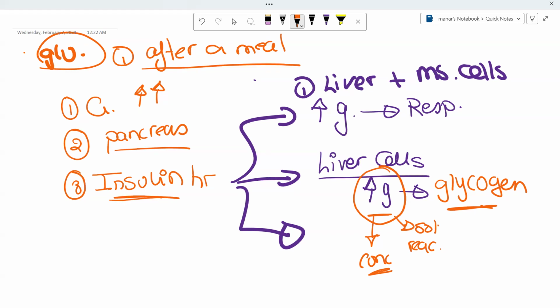Now, the liver cells have no more space. Then what will the insulin do? It will go to your skin and tell your skin, please take this excess glucose and store it as fat. That's why too much carbohydrates make us fat. Okay? This is what the insulin will do.